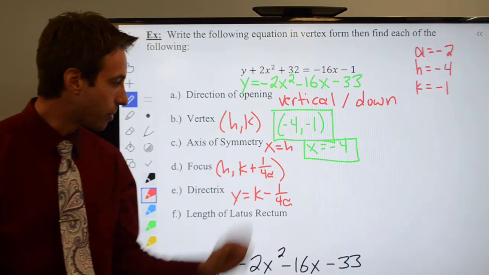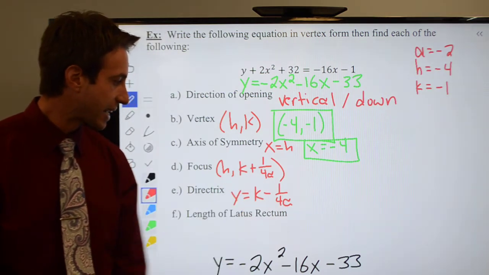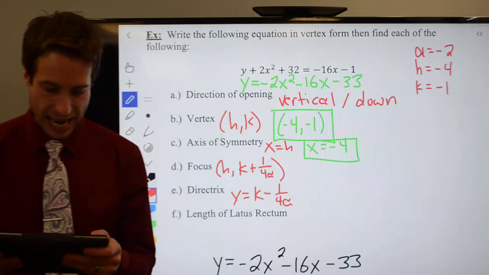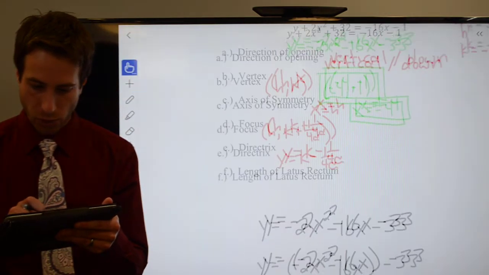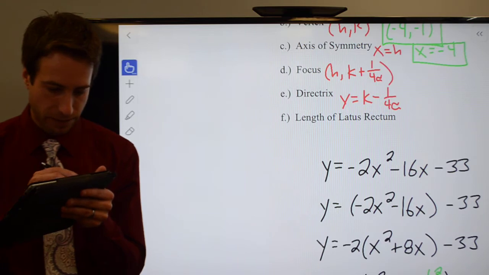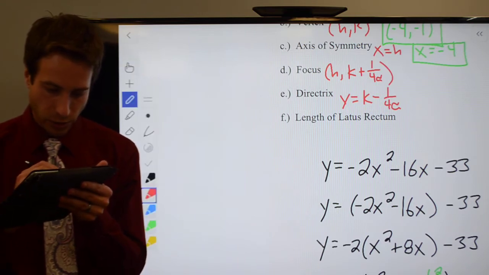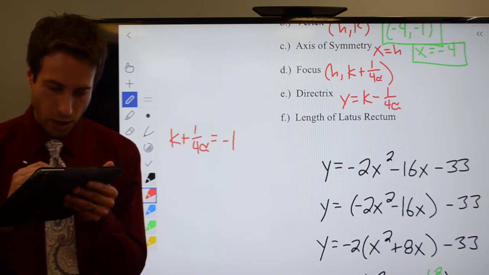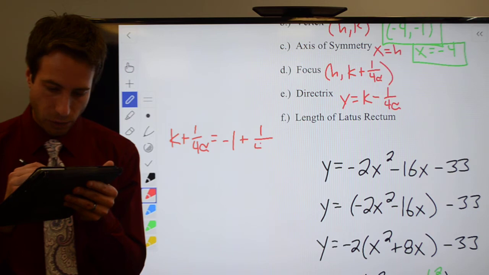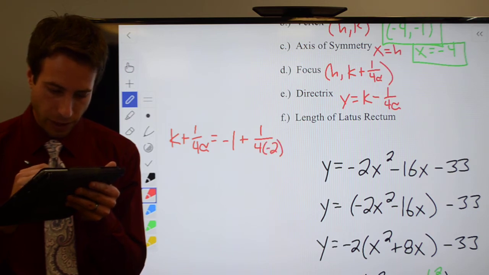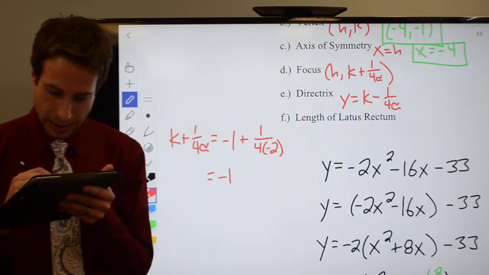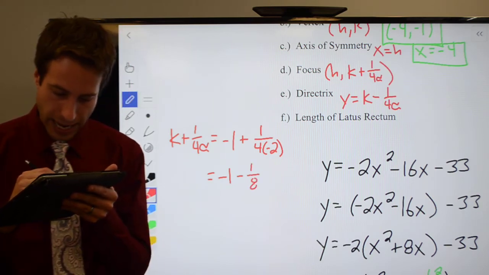So I'm going to need to do a little bit of work there. K plus 1 over 4a, k minus 1 over 4a. So let's go ahead and do that work right down over here. So here's what I've got. I've got k plus 1 over 4a. My k was a minus 1 plus 1 over 4 times a negative 2. So I get negative 1. The negative comes out, minus 1 over 8.